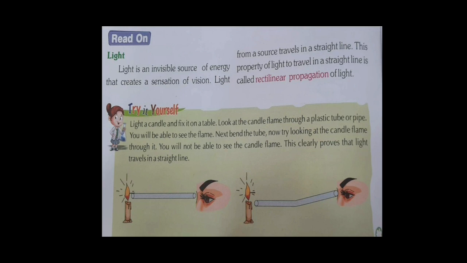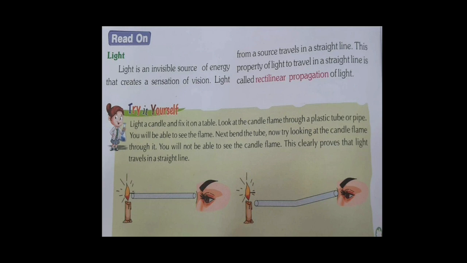Try it yourself. Light a candle and fix it on a table. So what you have to do in this is just take a candle, light it up and fix it on a table. Then take a rubber tube, make a bend in it and try to see the tip of that candle with the help of the tube. Now you will see that because the light travels in a straight line and you have bent the pipe a little, because of that bend you are not able to see the tip of the candle.